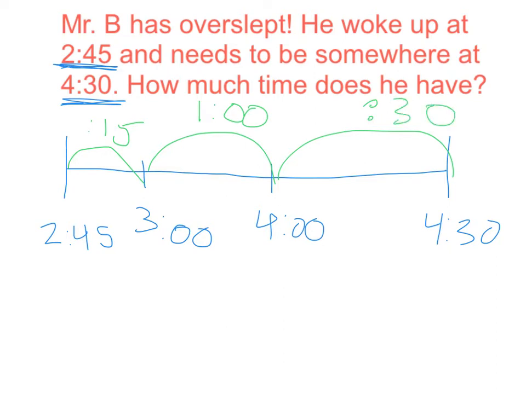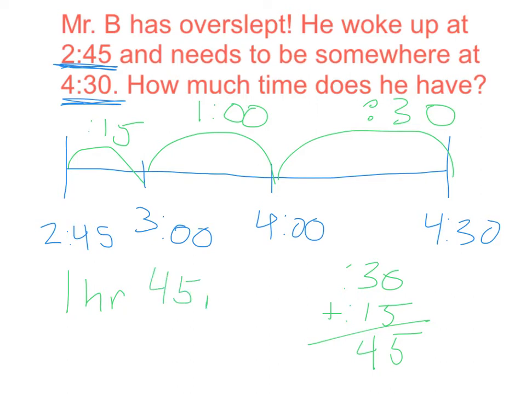Now my final step is I just need to add it up. What I personally do, I add up the minutes first. So 30 plus 15, that gives me 45. Then I'll add in my hour. So I have 1 hour and 45 minutes to get ready.